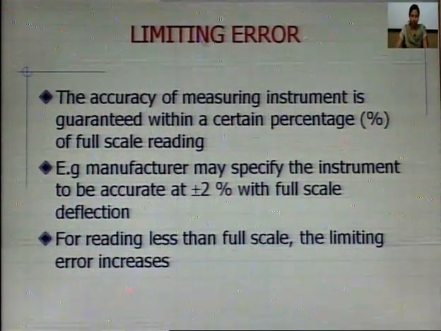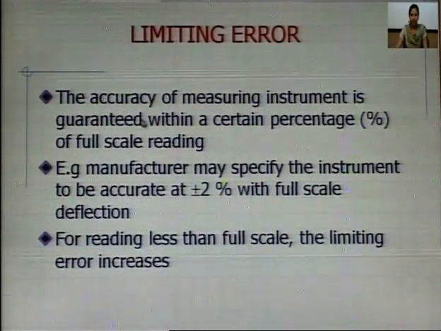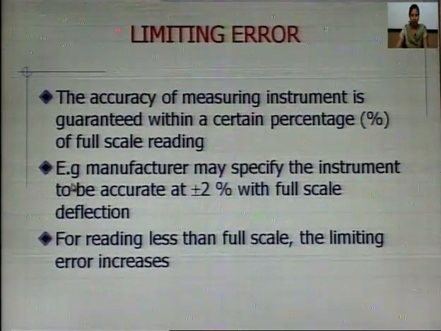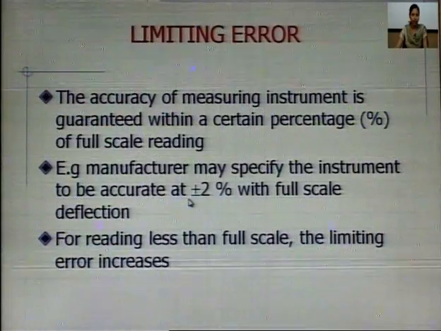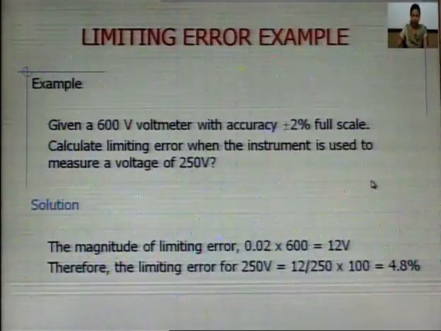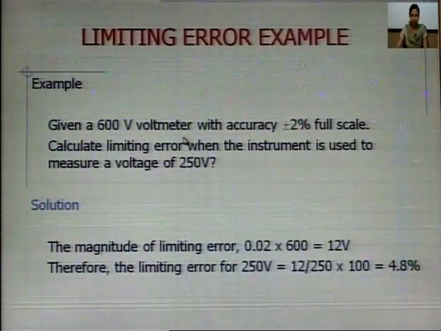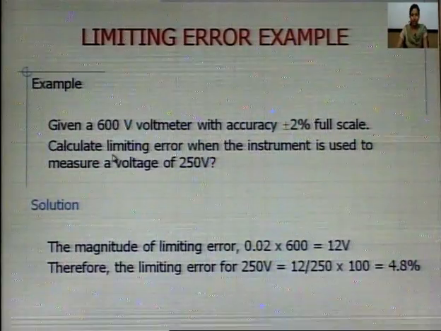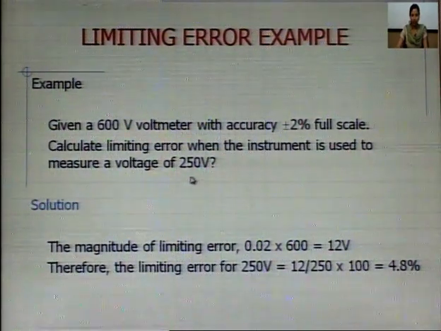Next we come to the last portion, limiting error. The accuracy of the measuring instrument is given as a certain percentage of the full scale reading. For example, a manufacturer may specify the instrument to be accurate at plus minus 2% of full scale deflection. So, here comes the limiting error. Given a 600 volt voltmeter with an accuracy of plus minus 2% full scale, calculate the limiting error when the instrument is used to measure a voltage of 250 volt.